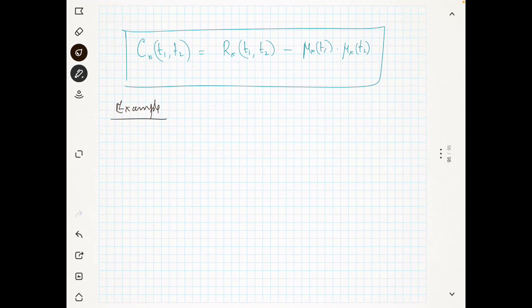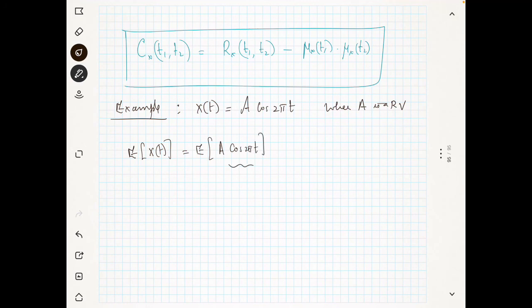Okay. We have x of t, which is given as A cosine of 2 pi t, where it is given that A is a random variable. Then we can find the expected value of x of t as the expected value of A into cosine of 2 pi t. But you know that this part is not a random variable. If something is not a random variable, you can take it outside. So that's it. This is the mean of this random process.